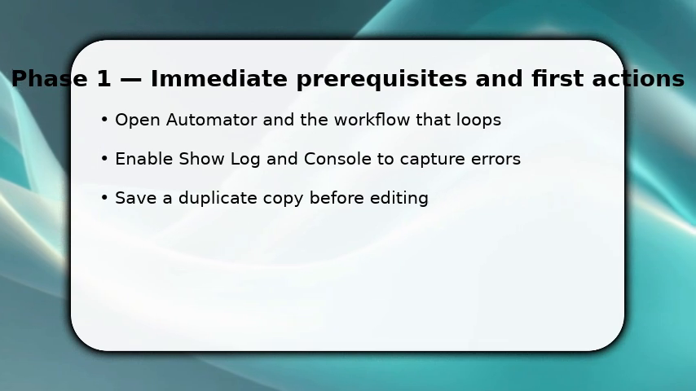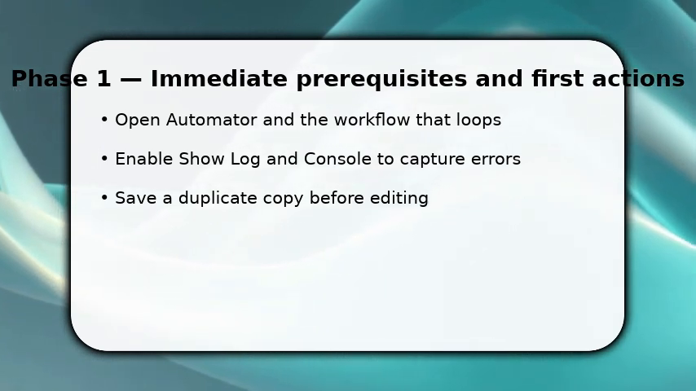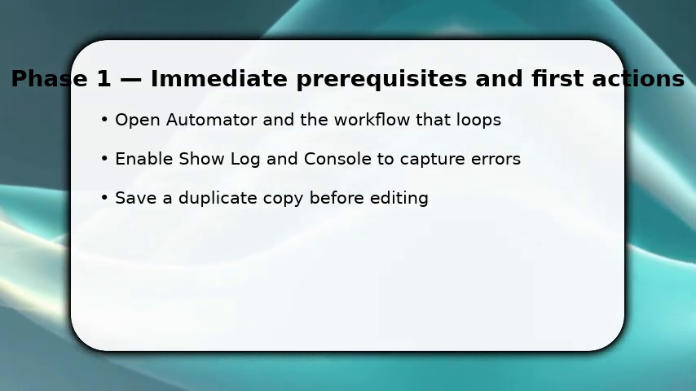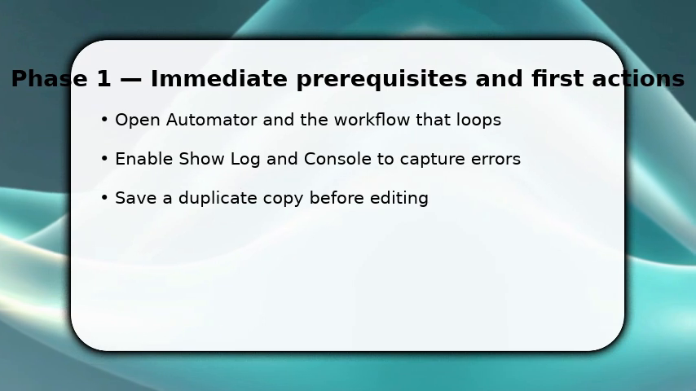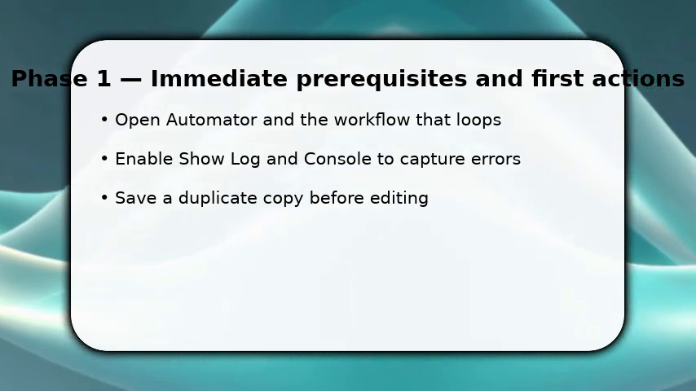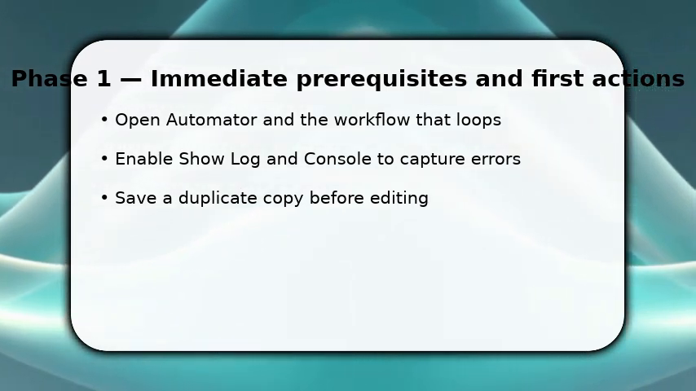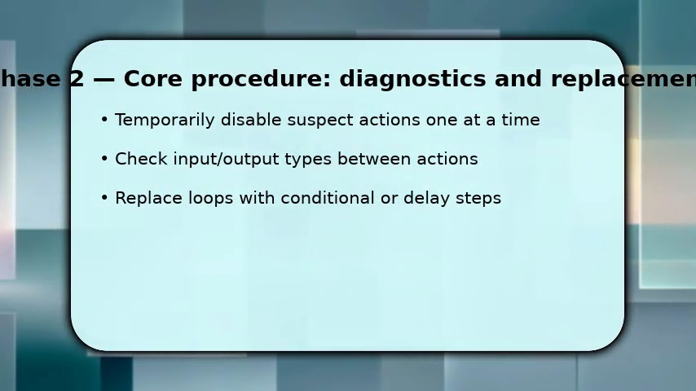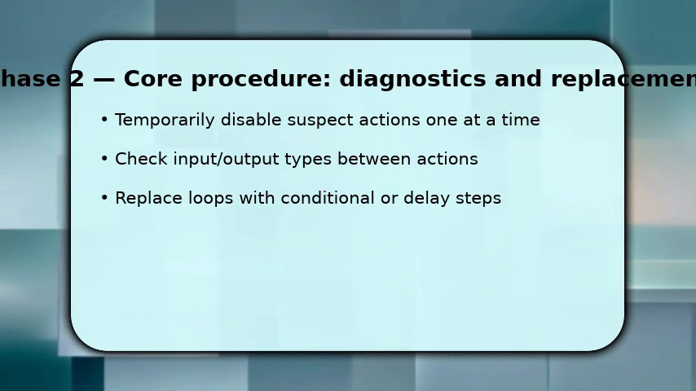Once done, pause the workflow with the Stop button or disable Run in the menu bar to prevent further cycles while you edit. Make sure to note the exact action names and any input variables so you can target the fix precisely. You now isolate the loop by disabling a single action and testing the workflow. This narrows down the culprit.